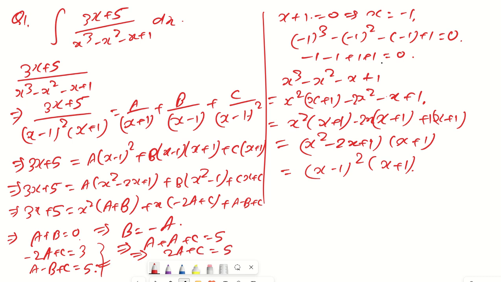So let us say this is one equation and this is another equation. So if we solve equation number 1 and 2, then we will be able to get the values of a and c, right? So by adding, let us say 1 plus 2, what is going to happen? Minus 2a plus 2a will get cancelled, so 2c is equal to 8, that implies c will be equal to 4.